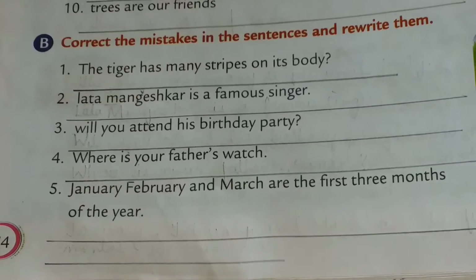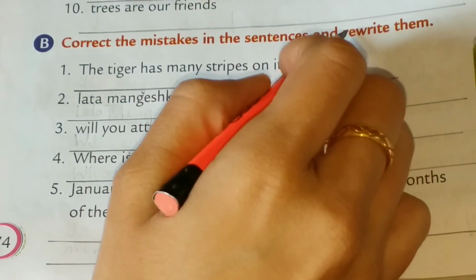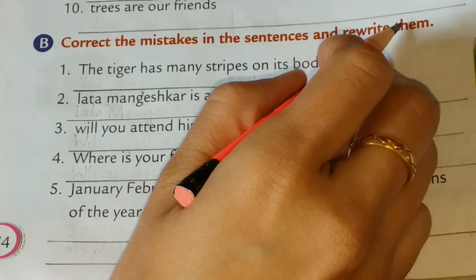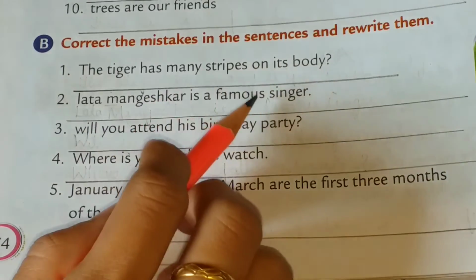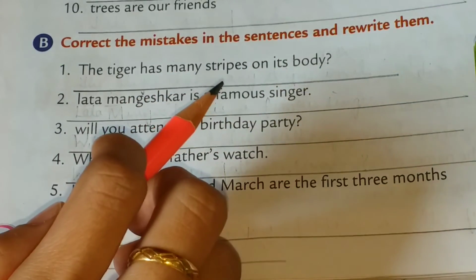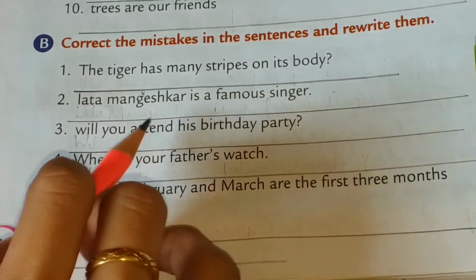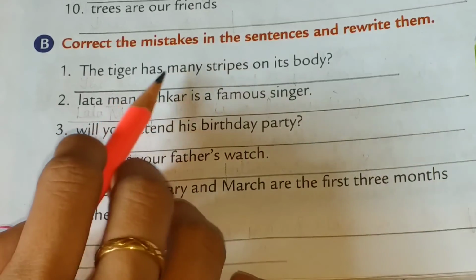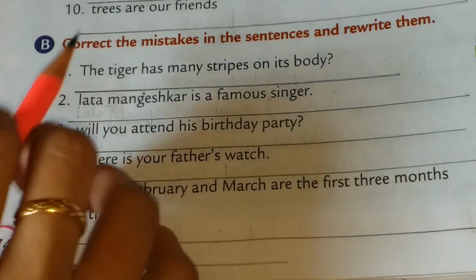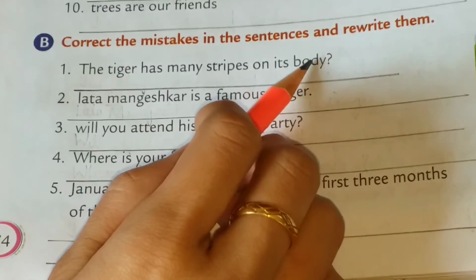Okay. Now look here children. Correct the mistakes in the sentences and rewrite them. So first thing what you have to do, you have to draw lines below these sentences so that you can write. Okay. Now there are some mistakes in all these sentences. You have to correct the mistakes and then you have to rewrite them. So have a look at the first one. The tiger has many stripes on its body.